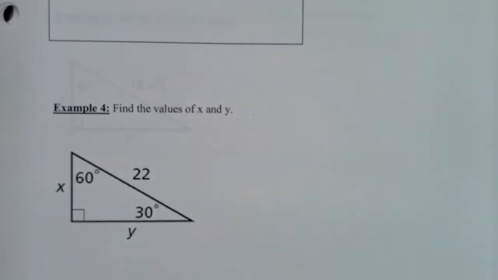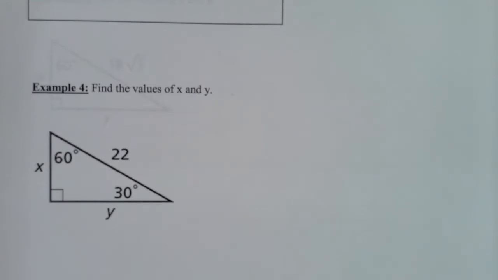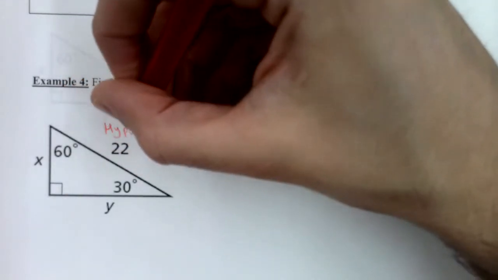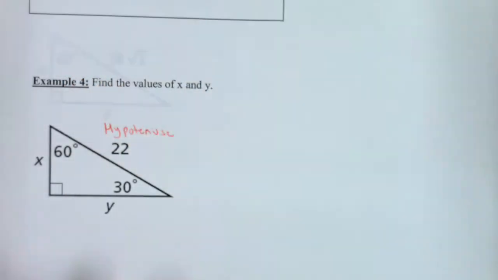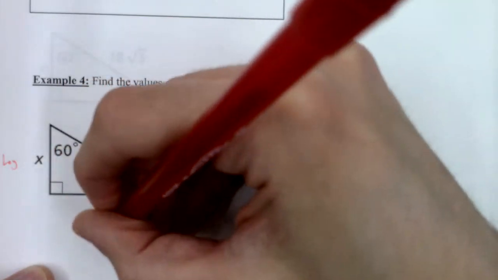Here we go. Example 4, find the values of X and Y. So what I'll do first, before I even solve, is label the diagram. 22 is my hypotenuse. Ignore the voice crack. 22 is my hypotenuse. X is the short leg because it's across from the 30-degree angle. And you can tell by looking at it that it's the short leg. Okay, so X is the short leg. And Y is the long leg because it's across from the 60-degree angle.